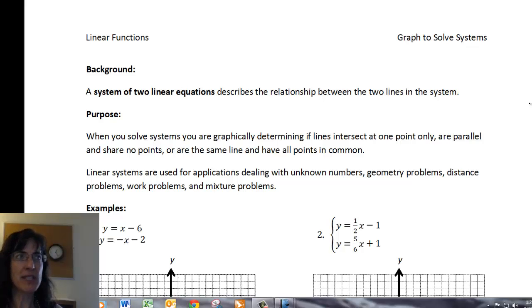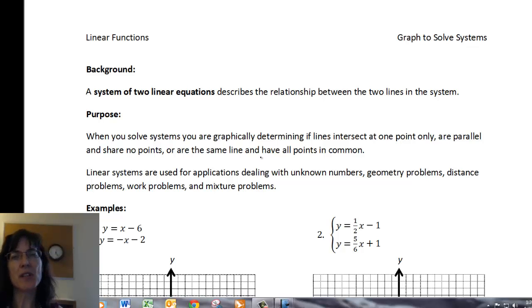Graph to solve systems. A system of two linear equations describes a relationship between two lines in a system. We use these systems graphically to determine if the lines intersect at one point, or if they're parallel and don't share any points, or if they're exactly the same line and every point on the line is in common between the two lines because they're the same.